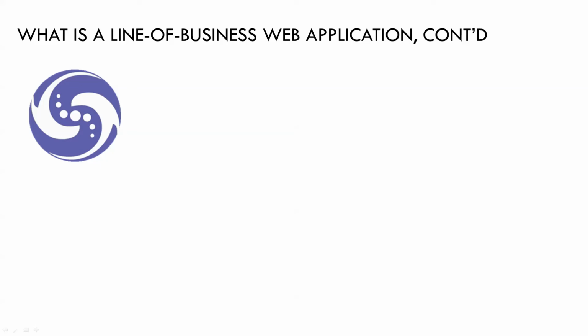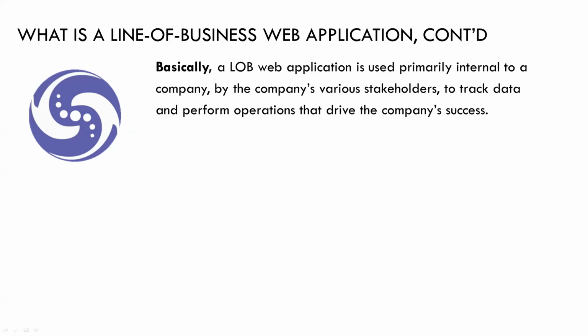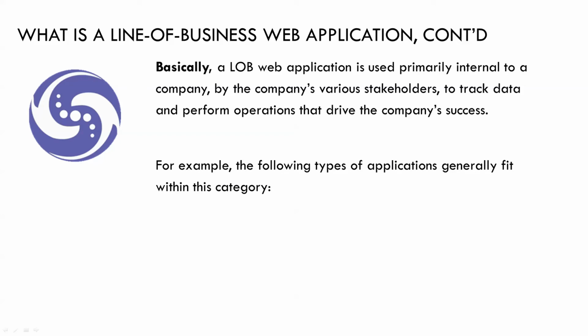Let's delve just a tiny bit more and summarize what an LOB web application really is. Basically, it's used primarily internal to a company, by the company's various stakeholders, to track data and perform operations that drive the company's success. For example, the following types of applications generally fit within this category.